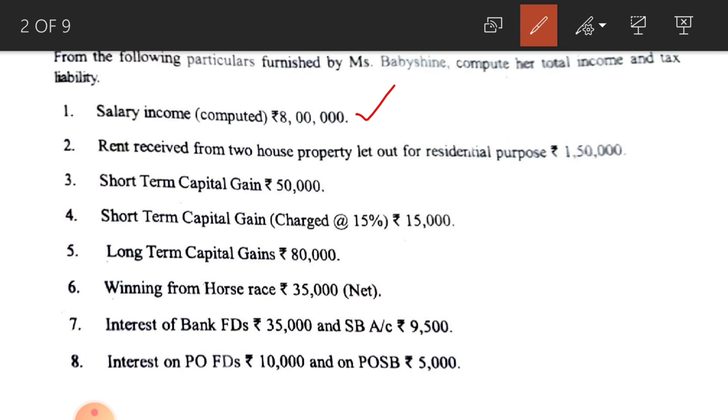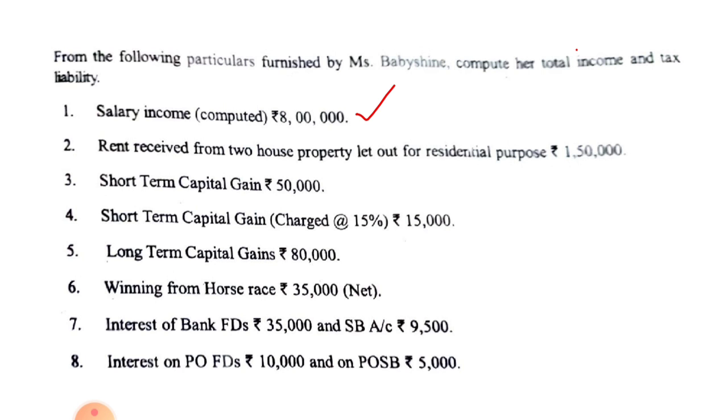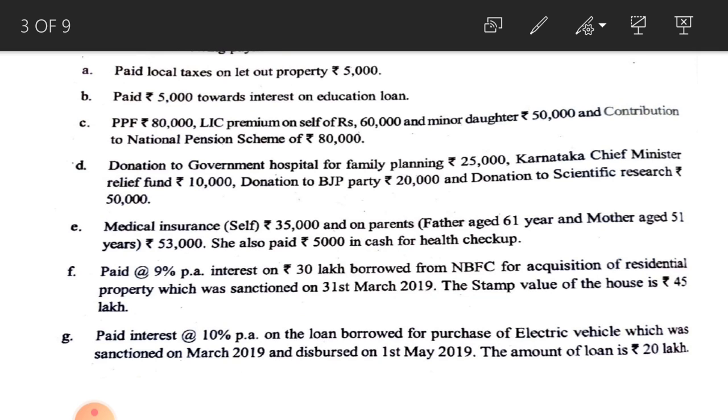In this problem, rent received is given, that is 1,50,000, and also some deductions are there, that is local tax on let out house property 5,000. Local tax means municipal tax paid rupees 5,000. When you deduct this 5,000 from a rent received 1,50,000, you get the annual value. That amounts to rupees 1,45,000. From that annual value, you have to deduct standard deduction at 30%. And one more thing you have to deduct, that is interest on housing loan. There is housing loan in this problem.